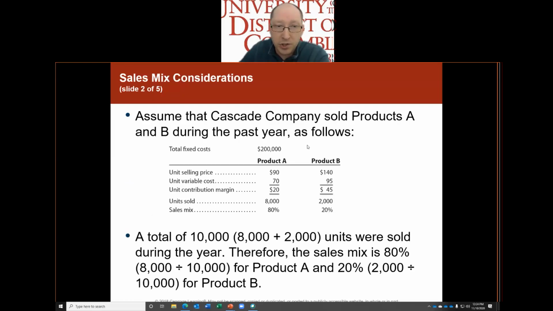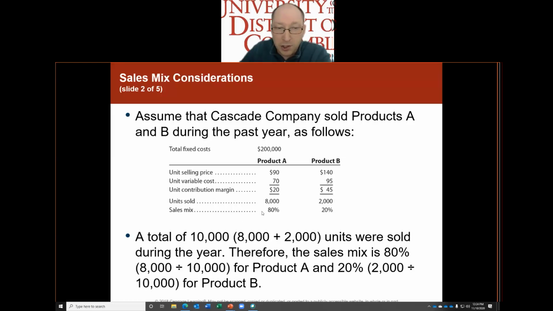In this example, this company has two different products it sells, product A and product B, at different sales prices, different variable costs, and different contribution margins. They sell at different rates, and their sales mix has different percentages.